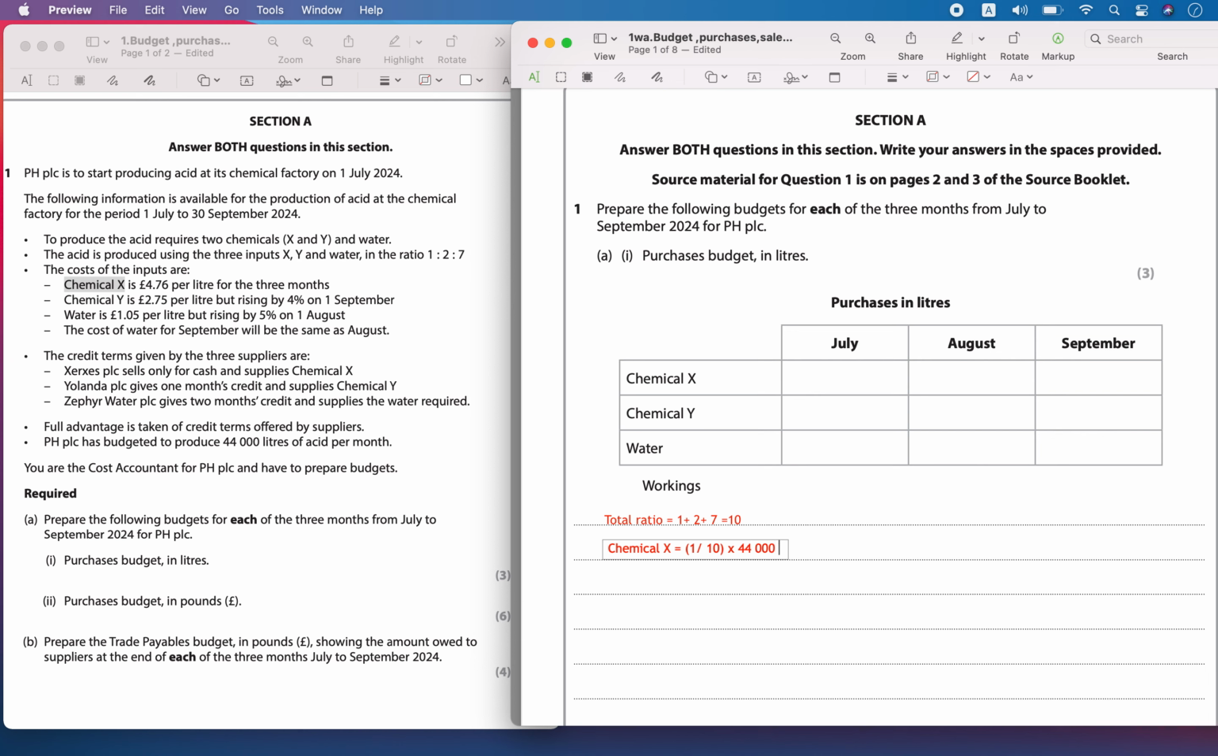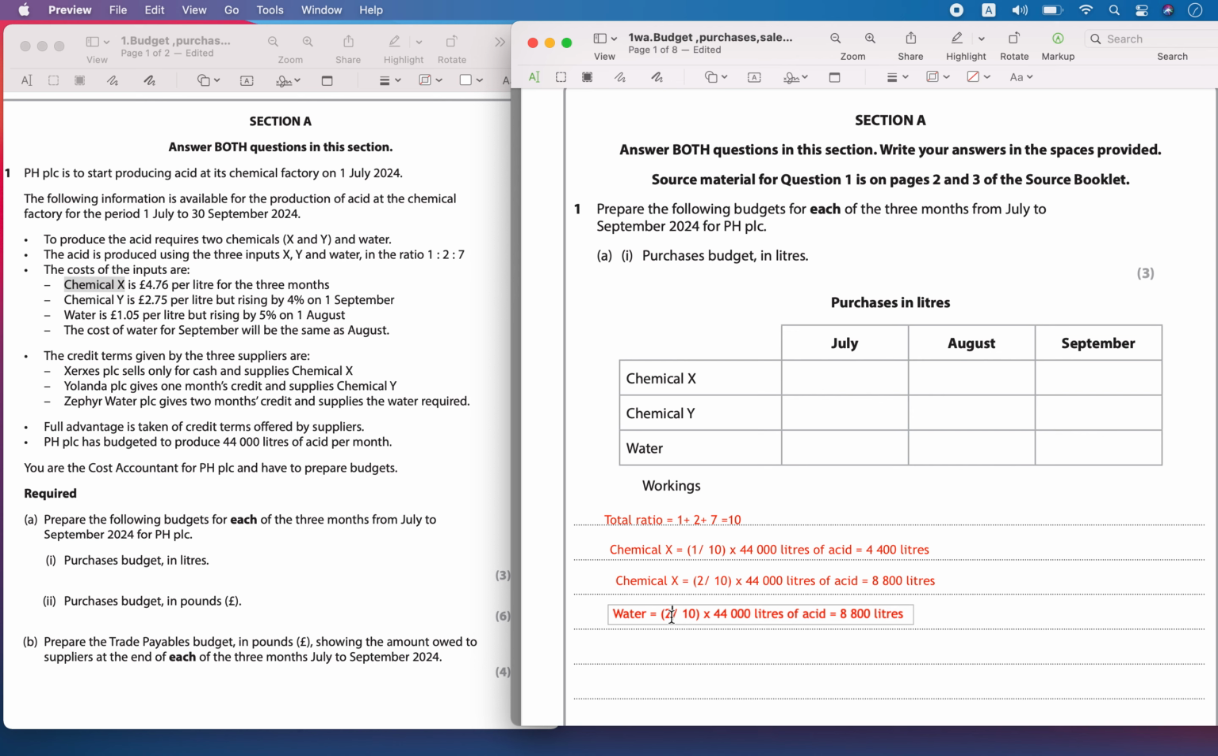I am going to produce 44,000 liters of acid. So that is equal to 4,400, so 4,400 liters I need. Now let's calculate for the chemical Y. It forms only 2/10 of that portion. So 2/10 of this total acid portion will become 8,800 liters.